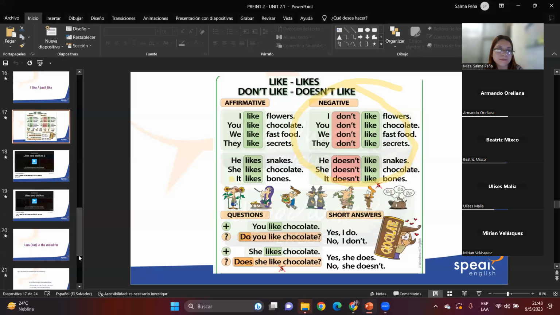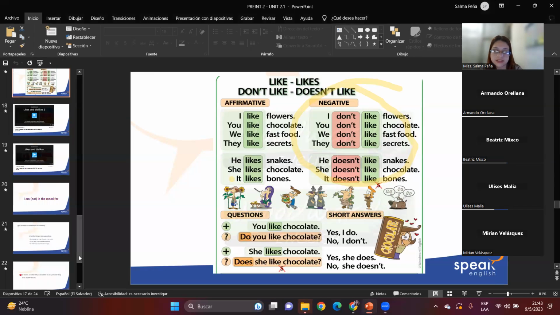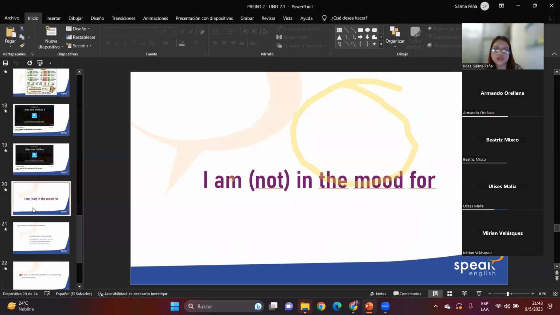And the last, let's see, before continuing with the practice, because of the time, I want to show you this. That will be the last expression for today. We have four: I'm crazy about, can and can't, like and likes or don't like, and this is the last one: I am in the mood for, or I am not in the mood for. Okay, what does it mean to be in the mood for? When you want to do something, when you have the desire to do it.